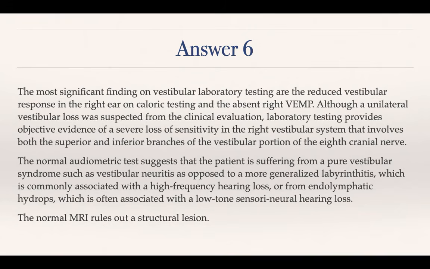Both branches are affected. The normal audiometric test suggests that the patient is suffering from a pure vestibular syndrome, not an inner ear syndrome. It is not a labyrinthine syndrome, it is a vestibular syndrome, such as vestibular neuritis, as opposed to a more generalized labyrinthitis, which is commonly associated with a high frequency hearing loss, or endolymphatic hydrops, which is often associated with a low tone sensorineural hearing loss. The normal MRI rules out a structural lesion.